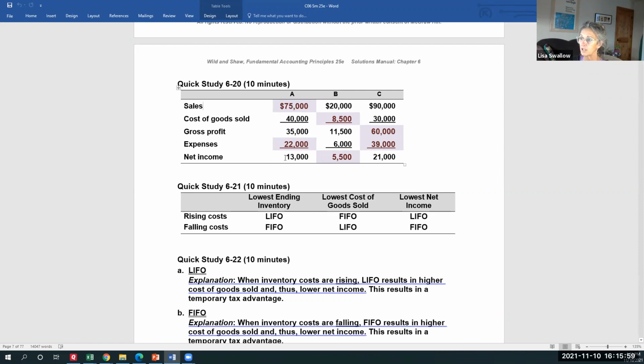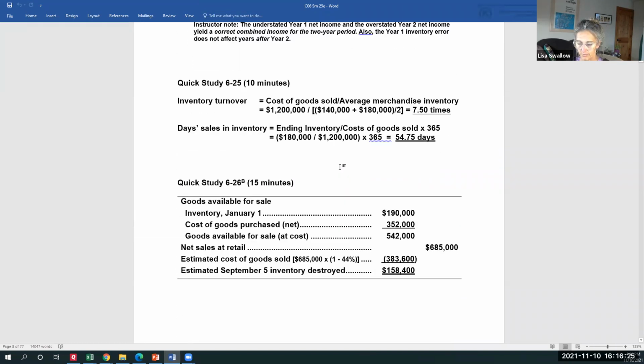And if my income was 13,000, what number do I have to plug in here? 22,000. So you can see here, this is just testing your very basic knowledge of the model. You also should be able to tell me the net sales model off the top of your head pretty easily. So that was 6-20.